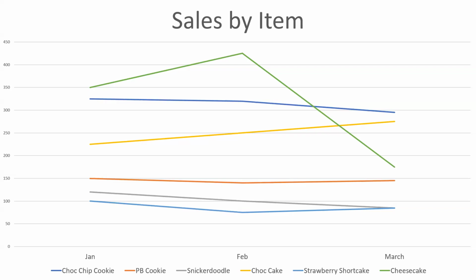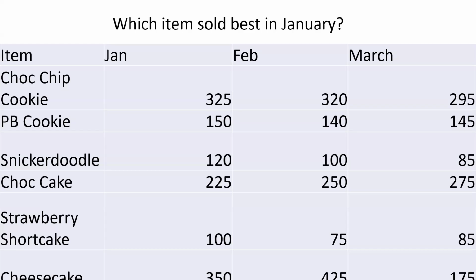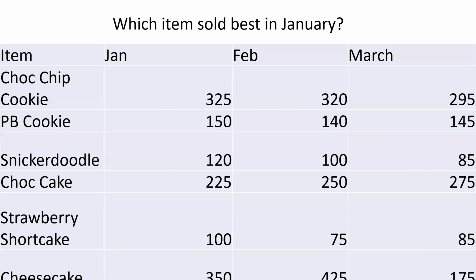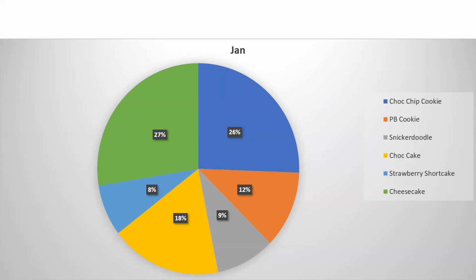What if we wanted to look month by month? So which item sold the best in January? Cheesecake. If we look at it in a pie graph, which one sold in January? Right? Which one has the biggest piece of the pie? So rather than having to go down the list to see which one actually sold the most, we can just look at a picture.